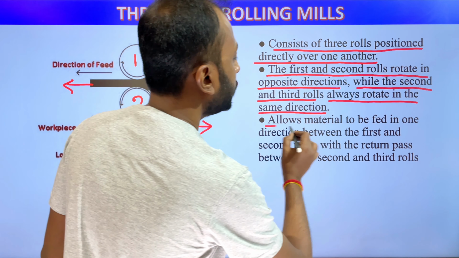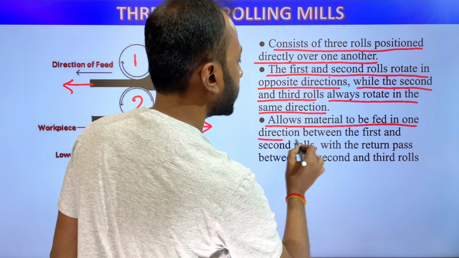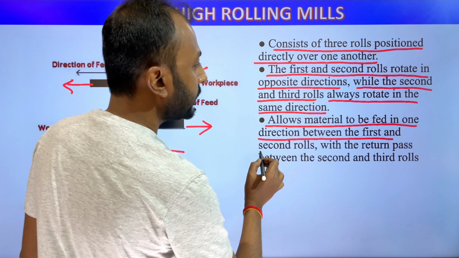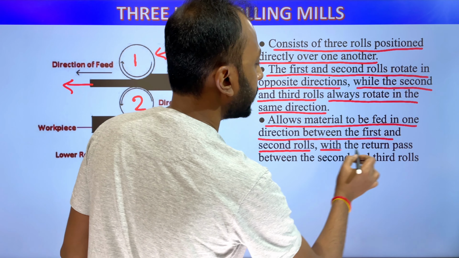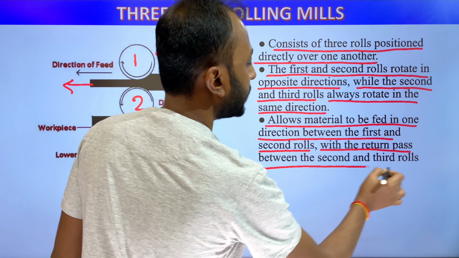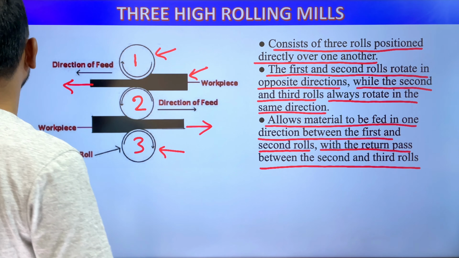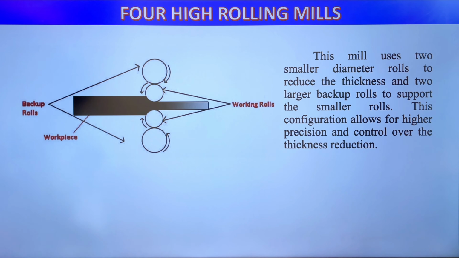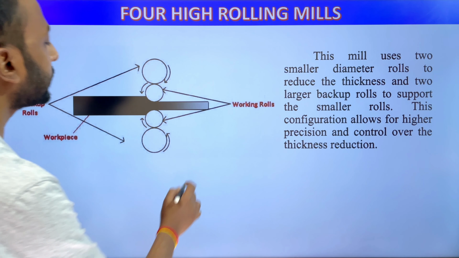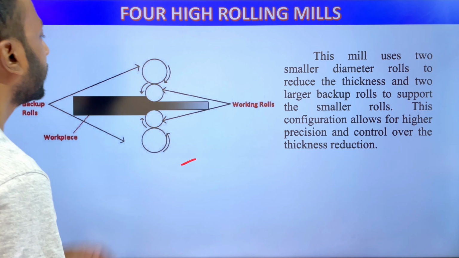This allows material to be fed in one direction between the first and second rolls, with the return pass between the second and third rolls. Next, this is 4-high rolling mills. We can see the setup of 4-high rolling mills.